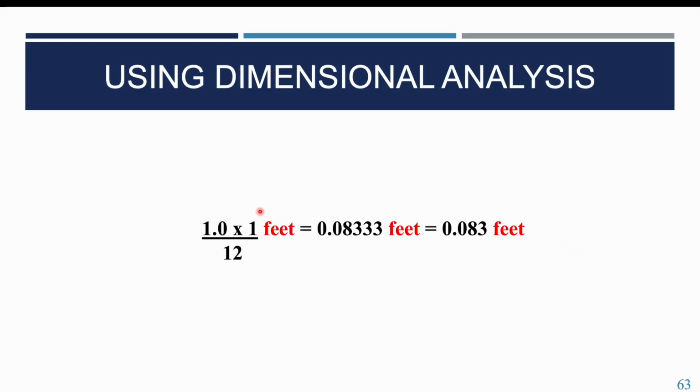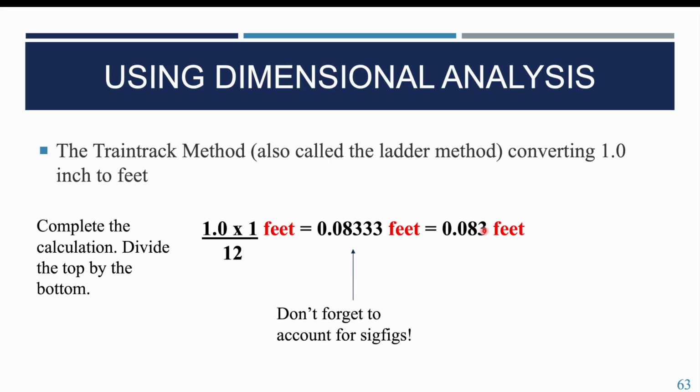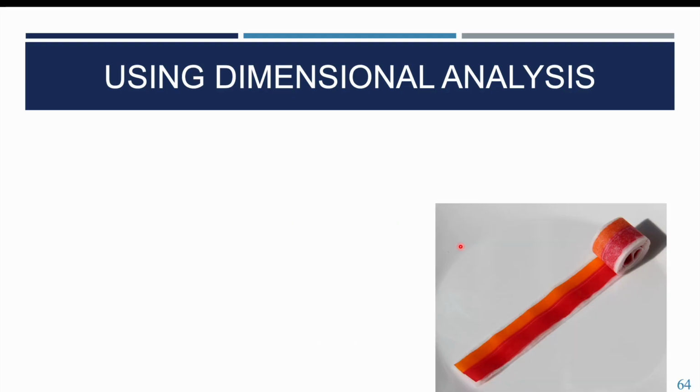The next thing that we do is we will complete the calculation by dividing the top by the bottom. That's going to be 1 divided by 12, which gives us 0.08333. And then we account for sig figs, and since we only have 2 significant figures over here, we end up with only 2 significant figures in the end.